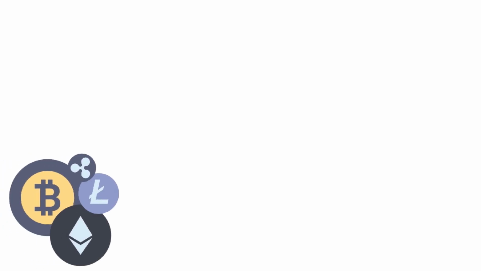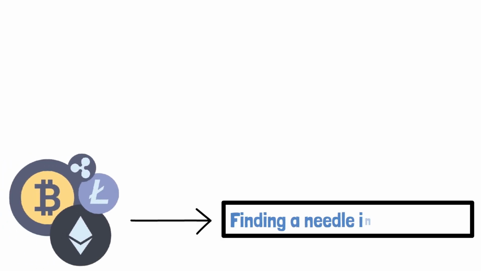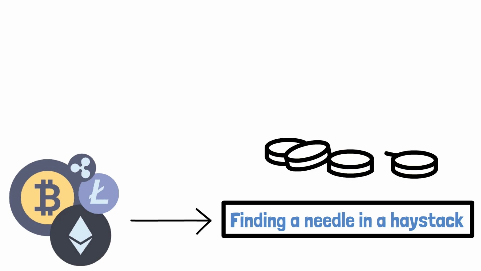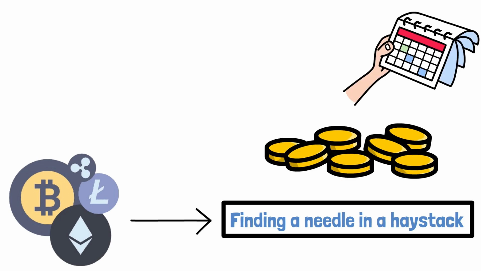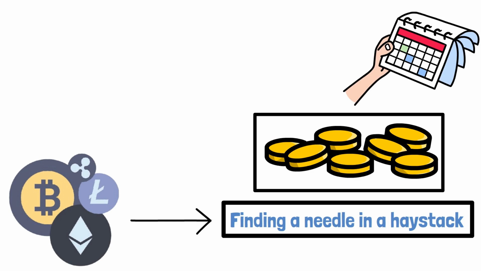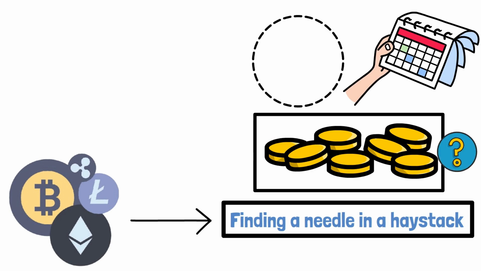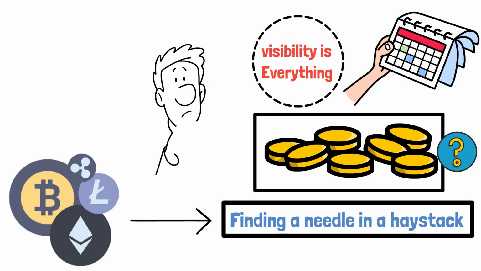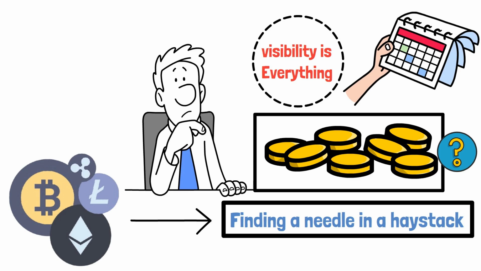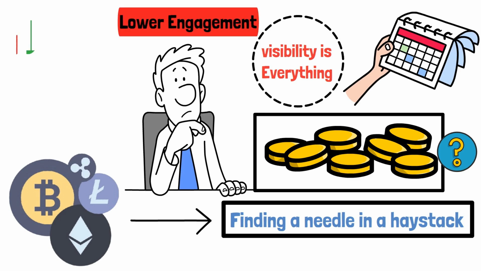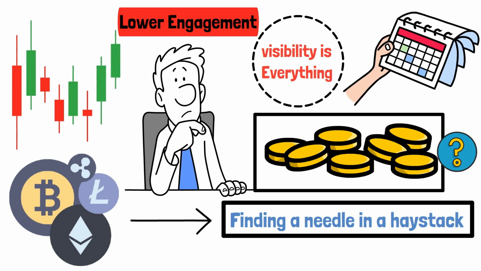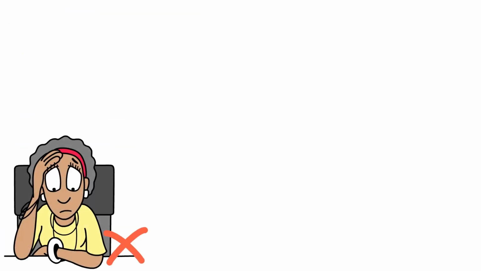In today's competitive crypto market, standing out can feel like finding a needle in a haystack. With thousands of tokens launching on platforms like Pump.fun every day, how do you ensure your token doesn't just sink to the bottom? The truth is, visibility is everything. Without it, even the most promising projects can go unnoticed. This lack of visibility can lead to lower engagement, reduced trading volume, and missed opportunities. But don't worry, there's a solution.